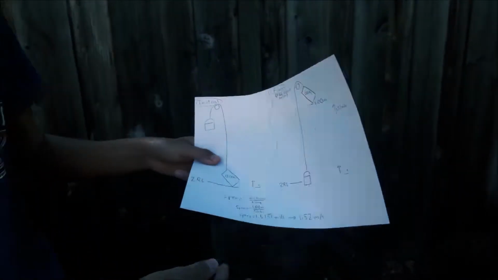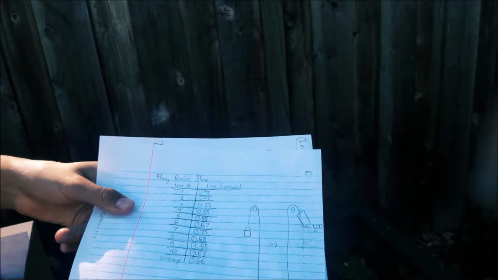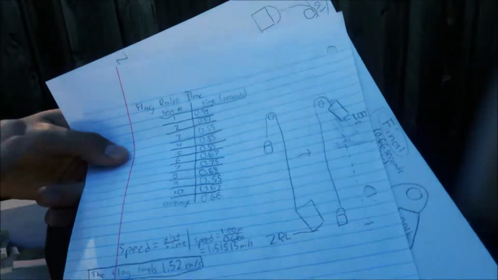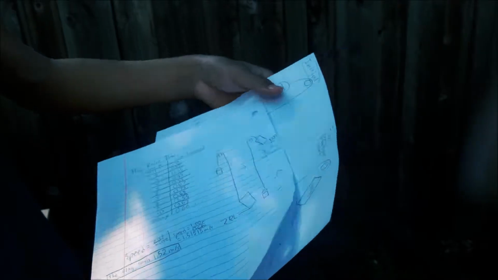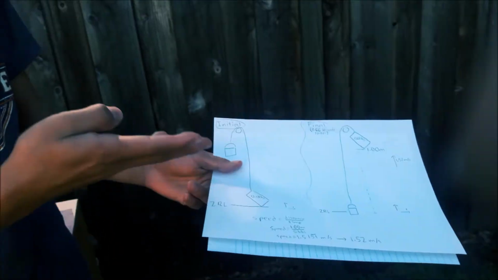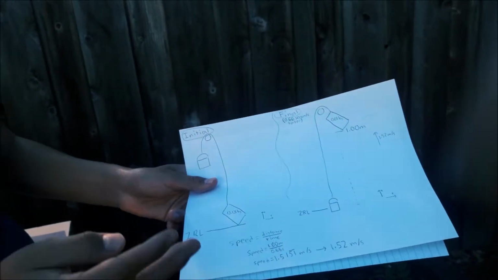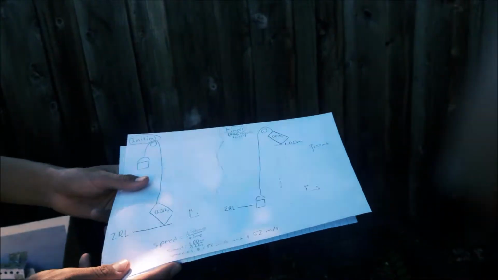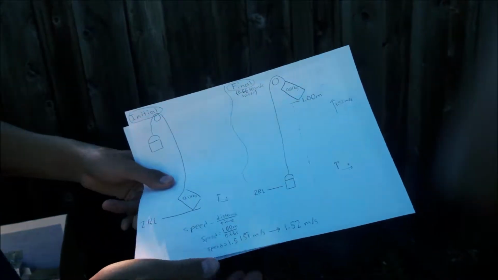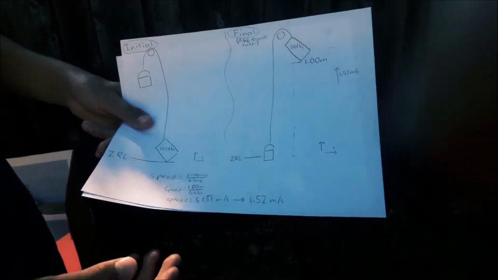So, we took some measurements of how fast our flag went up. When the marble went down, the flag went up, and we took 10 separate measurements. We found the average to be 0.66 seconds. By doing that, we knew that the distance from the ground, which in this case is the zero reference level, to the flag's final position is 1.00 meters. And by using our equation, speed equals distance over time, we find that the flag moves up at 1.52 meters per second.